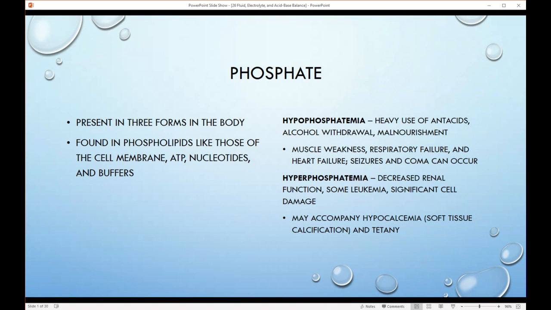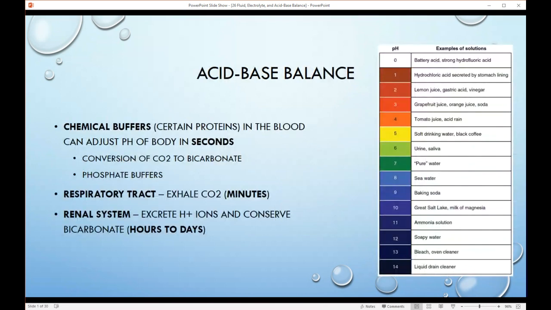Hypophosphatemia is when we have too little phosphate. This can happen when we use too many antacids like Tums. Alcohol withdrawal causes this, and if you would just imagine what severe alcohol withdrawal looks like, if you've ever seen that maybe in a movie or you've seen it or experienced it yourself, it causes muscle weakness, respiratory and heart failure, seizures, and coma can even occur. Hyperphosphatemia is when we have too much phosphate. It can happen during decreased renal function, some leukemias, and significant cell damage. This can accompany hypocalcemia, and it causes tetany, which is when we lock up our muscles.